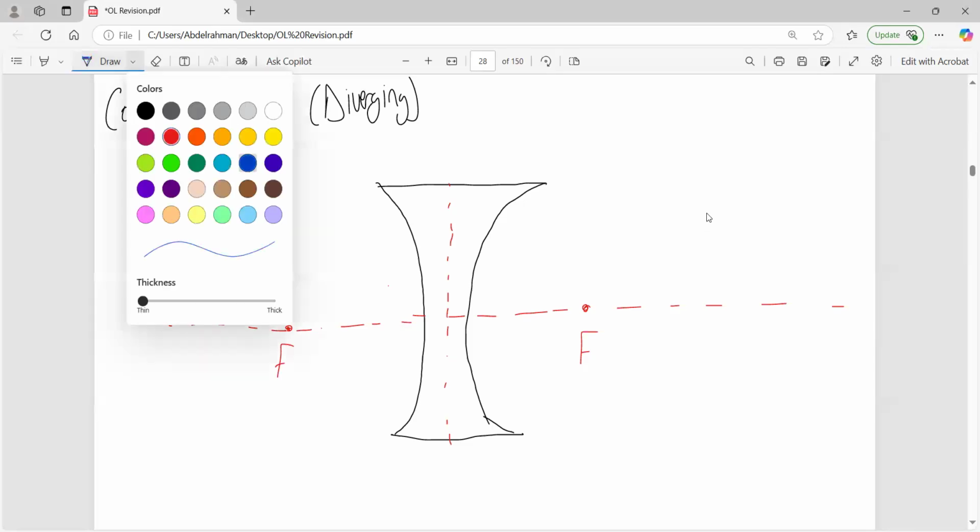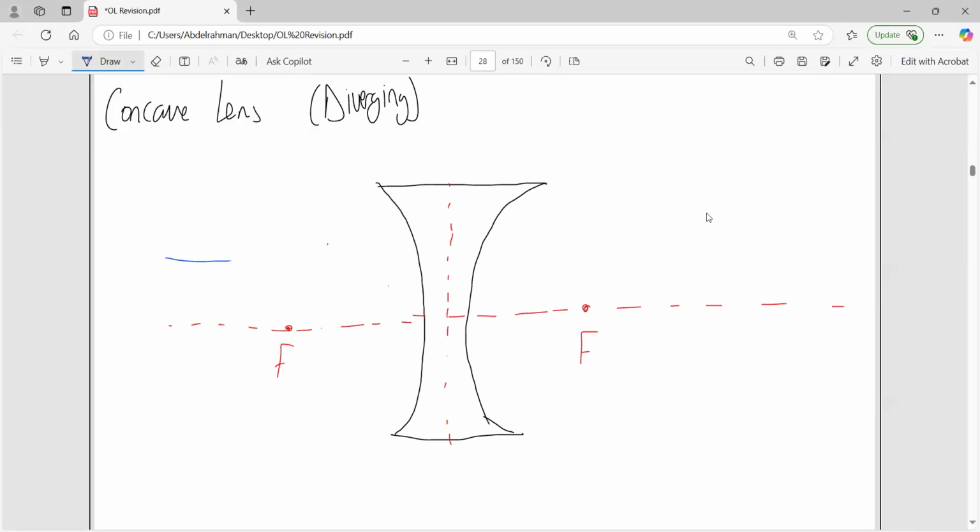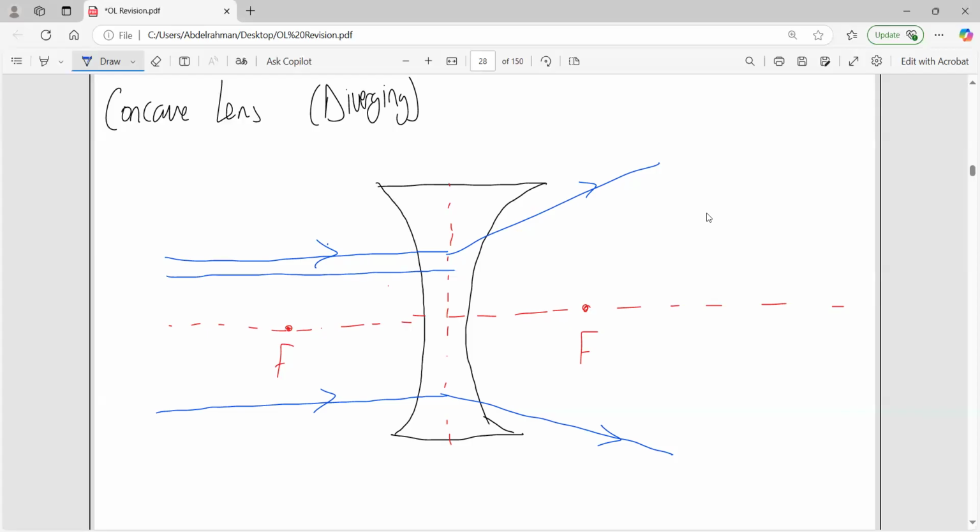What happens to the light? If the light is moving parallel to the axis, it doesn't go through the focal point. It actually moves away from the lens. This is what we call diverging. Diverging means that they move away from the lens.